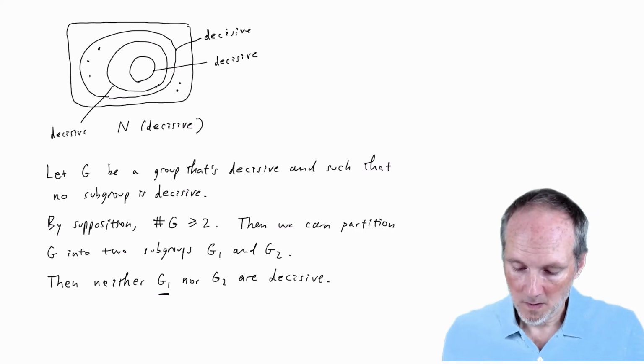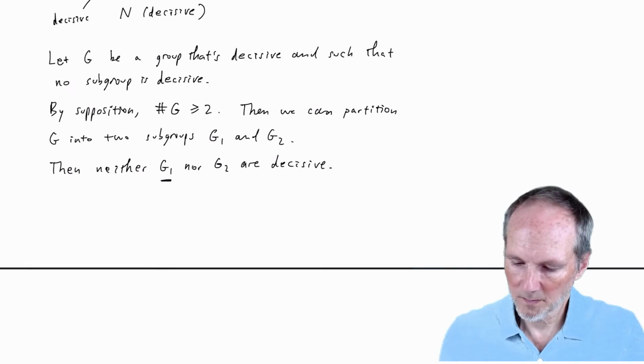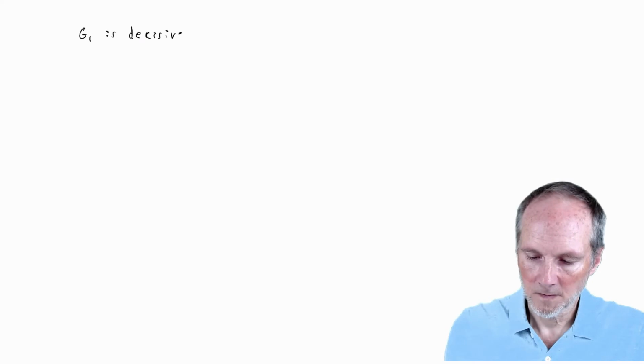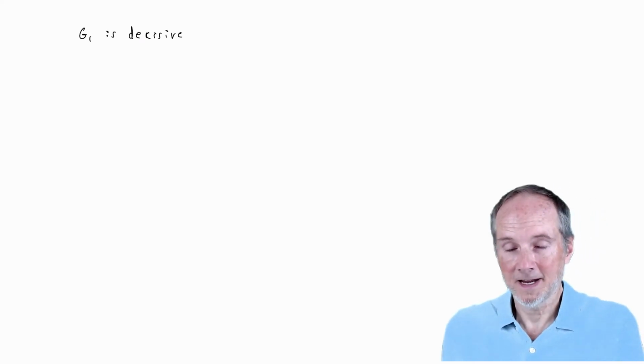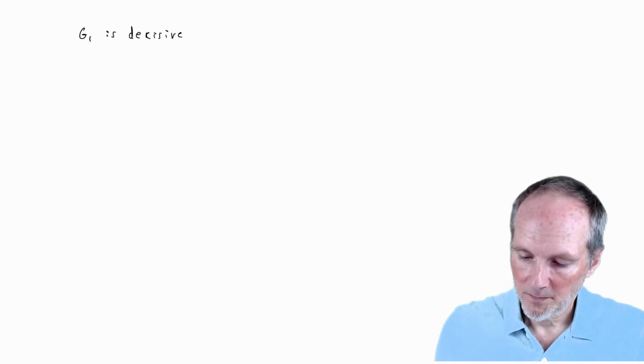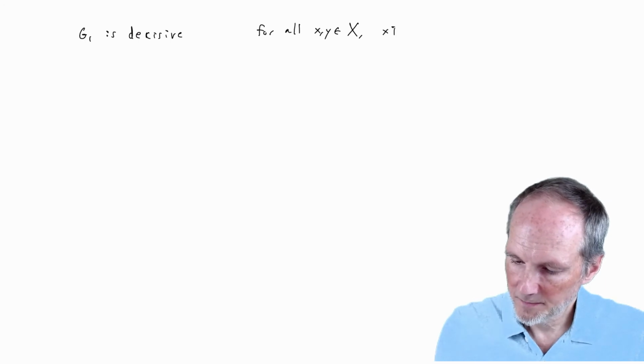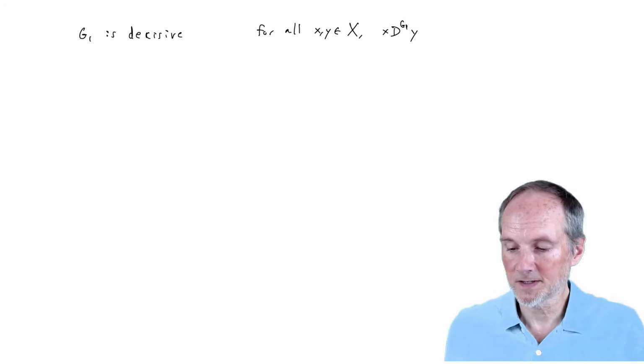Now, all right, what would it mean for G1 to be decisive? I'm going to take the negation of that next, but I just want to see what that would mean. G1 is decisive means that for all x and y, G1 is decisive for x over y, and I can use this decisiveness relation to denote that, right?